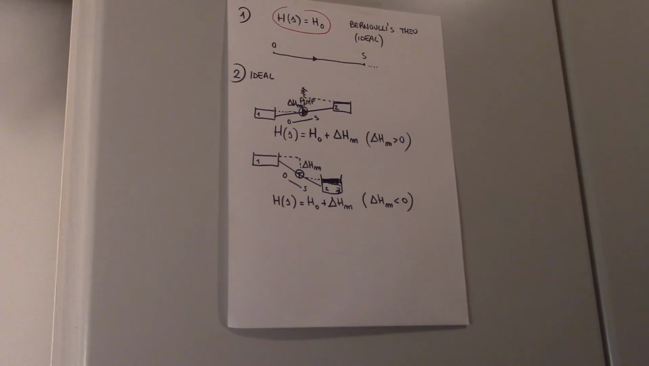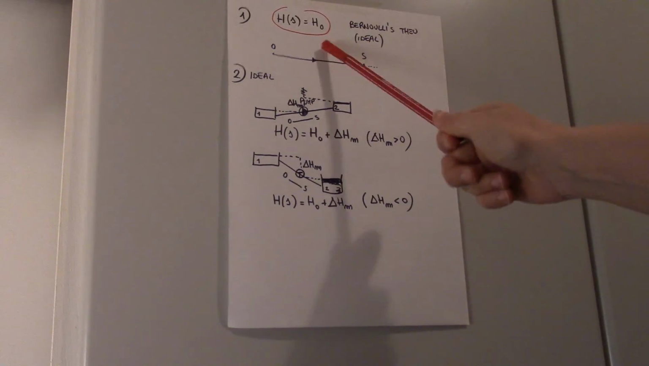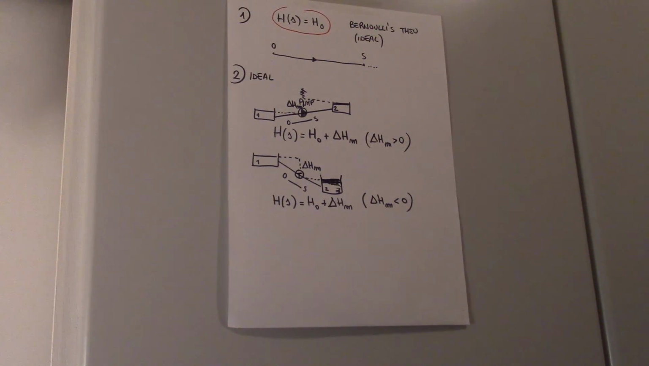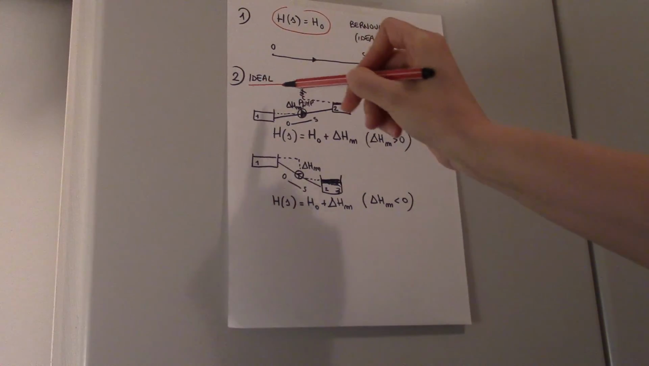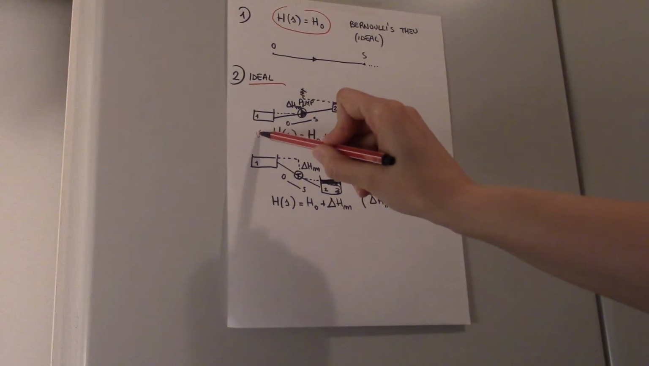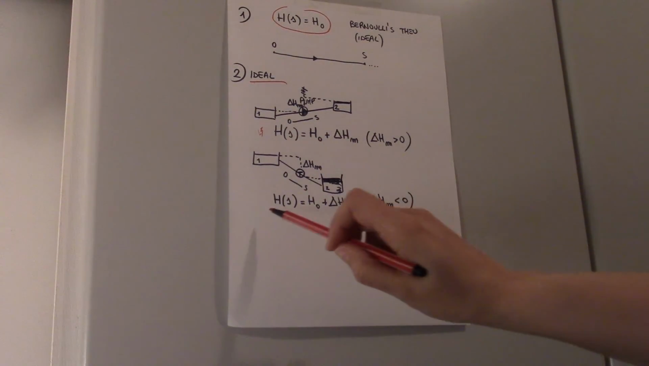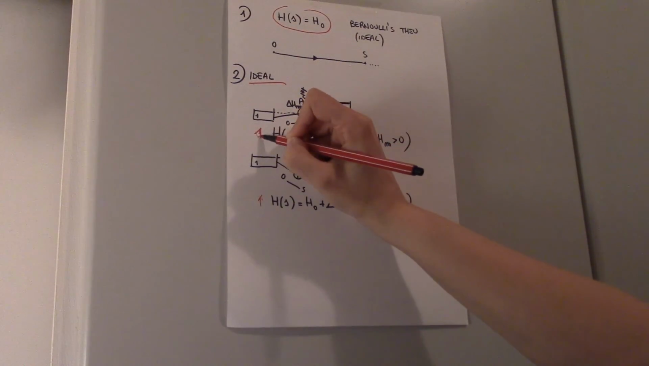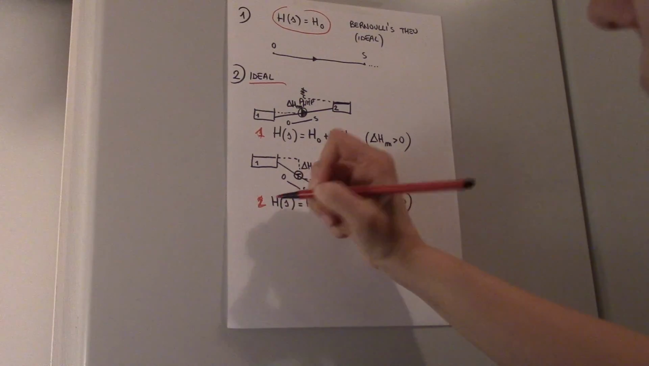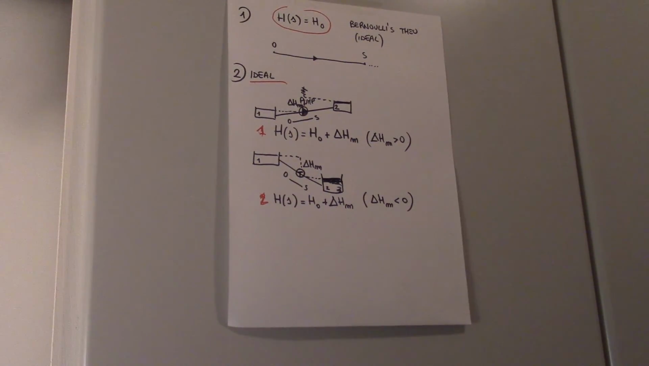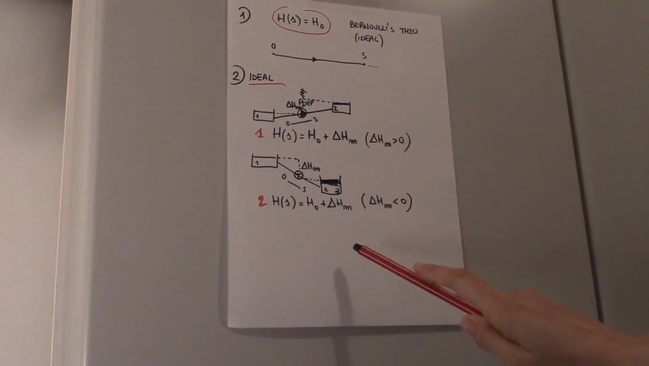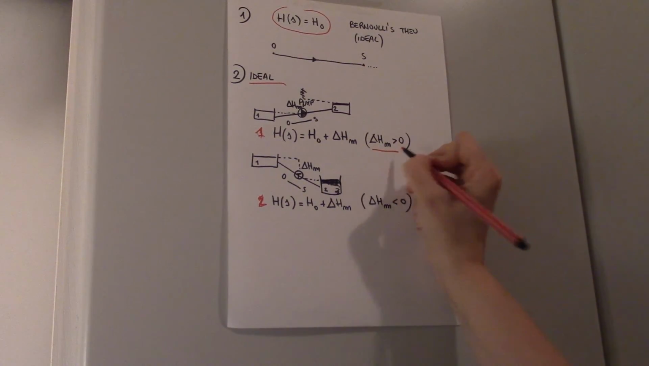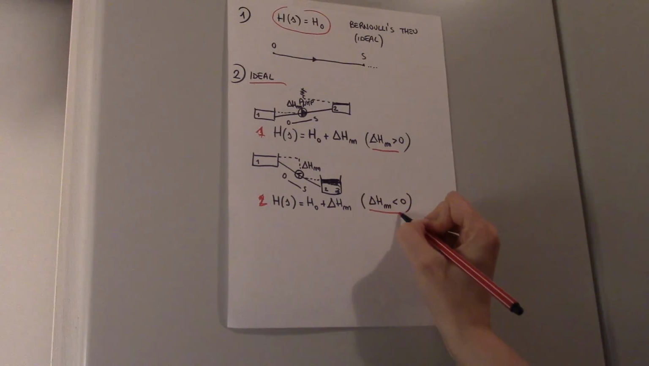So again, we have Bernoulli's theorem for an ideal fluid. We have again the case of an ideal fluid with case number 1, where you give the energy, and case number 2, where you take the energy, because right here you increase the total head, while right there you decrease it.